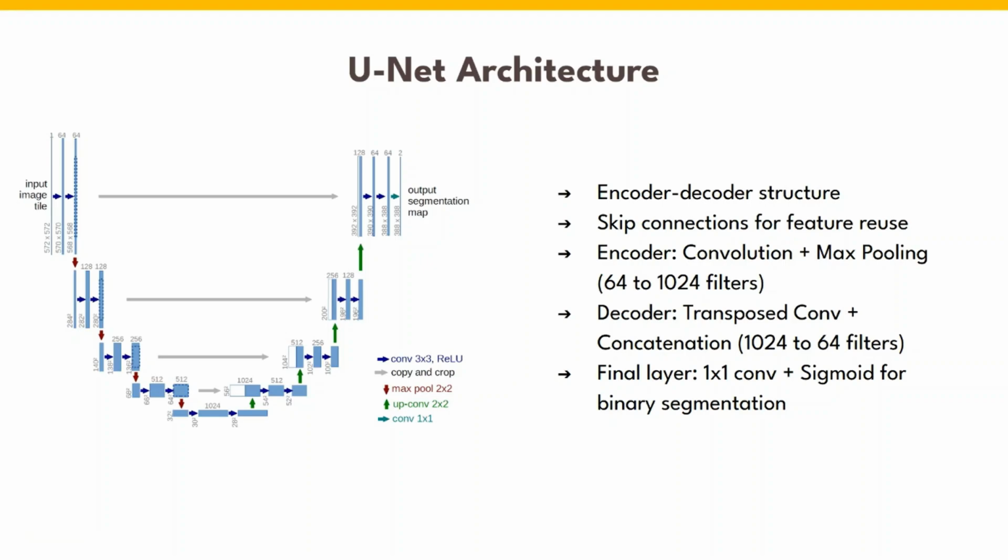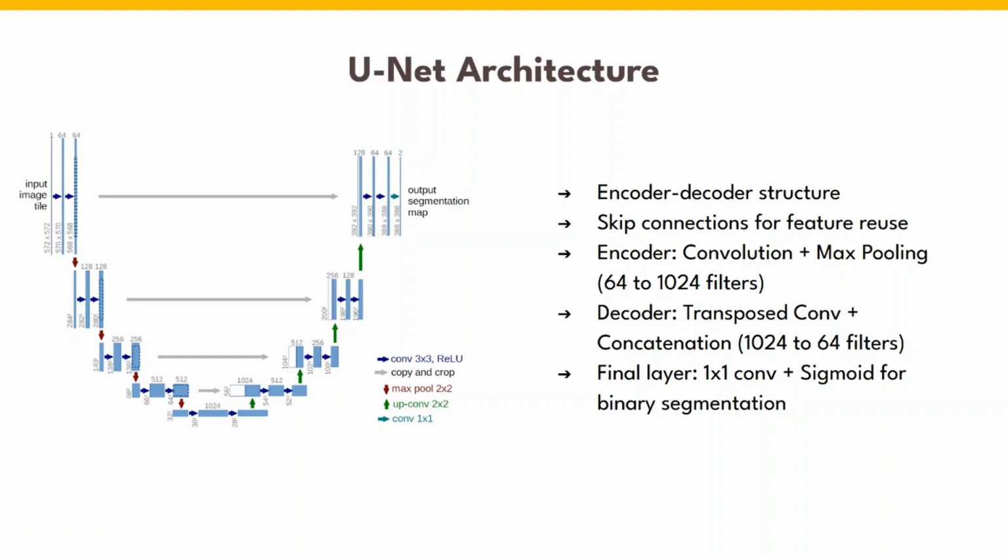Here's how our U-Net works. The encoder starts with 64 filters and doubles the number at each level. Each level uses two convolutional layers followed by ReLU activation and batch normalization. Max pooling reduces the spatial dimensions.